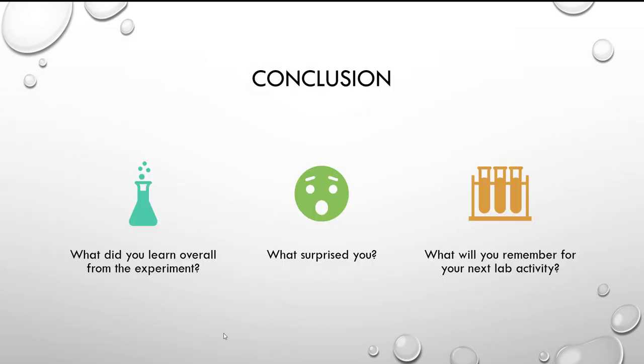And then finally, you'll have your conclusion. Your conclusion is basically telling the reader what did you learn, what surprised you, and what will you remember for the next lab. The first part, what did you learn overall from the experiment? What did you learn about light and photosynthesis? Then think about what surprised you about it. And finally, what will you remember for your next lab activity?